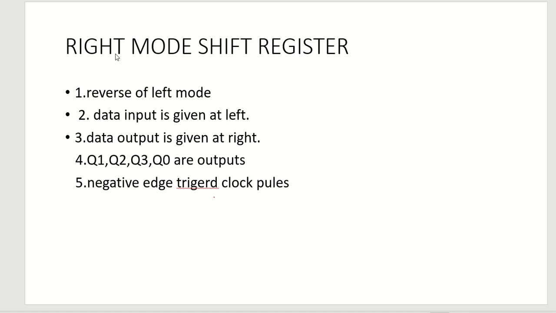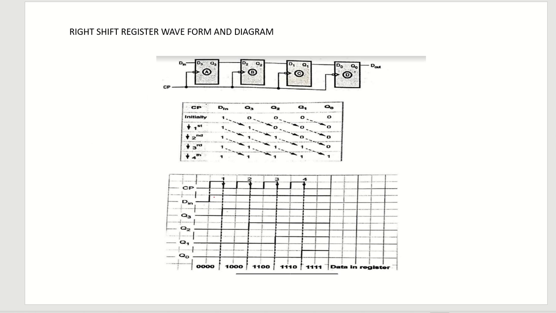Now we move to right shift registers. A right shift register is nothing but the reverse of a left shift register. Here data input is given at the right side and data output is taken at the left side, and it also shares a common clock signal.